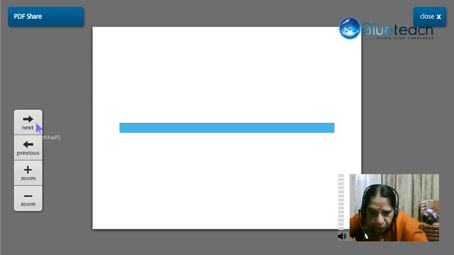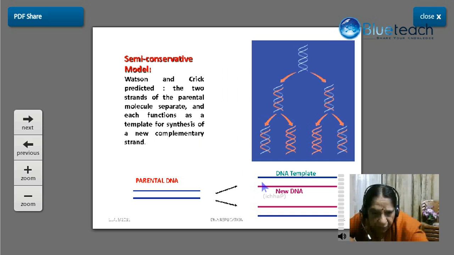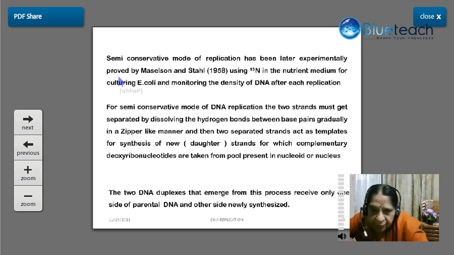For it, the two strands of the parent duplex separate and act as template on which the new strands are assembled. Semi-conservative mode of replication has been later experimentally proved by Meselson and Stahl 1958 using N15 in the nutrient media for culturing Escherichia coli and monitoring the density of DNA after each replication.